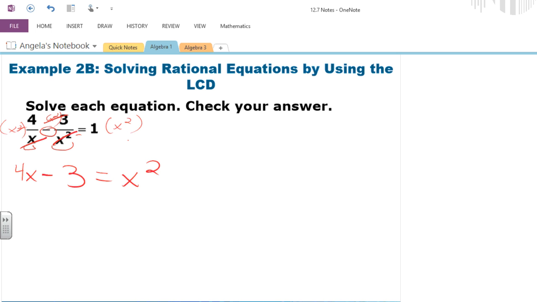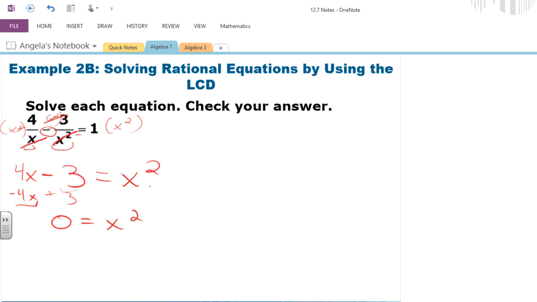So I was able to get rid of all my denominators. Now here's where I see you guys mess up. When you see an x squared and an x, and then another term with no x, you can create a trinomial. So I can move these over. So I get 0 on one side, and I like to move them this way so my x squared stays positive.